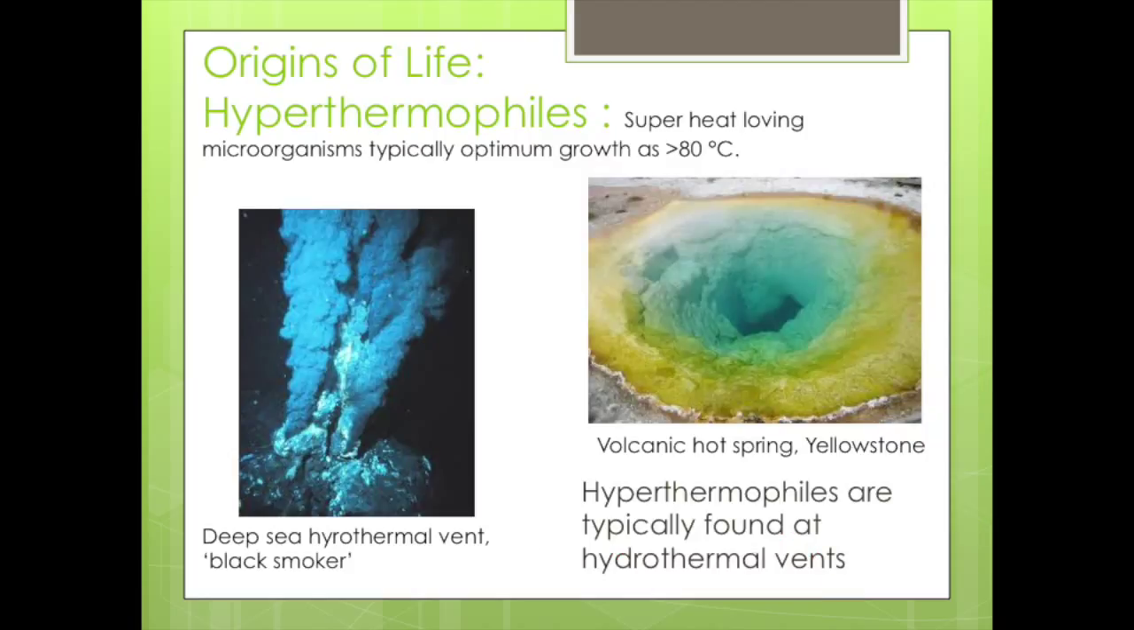Hyperthermophiles are actually super heat-loving microorganisms. They typically have optimum growth within temperatures higher than 80 degrees Celsius, which correlates with conditions found at volcanic hot springs.